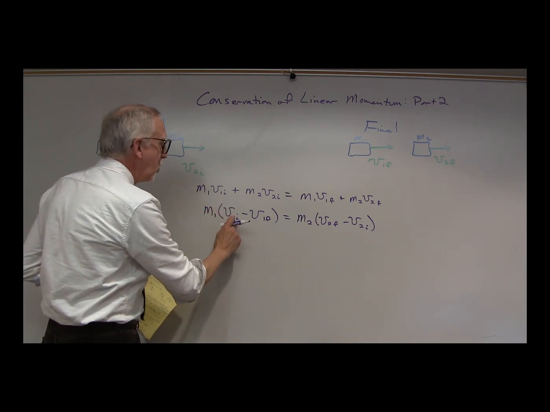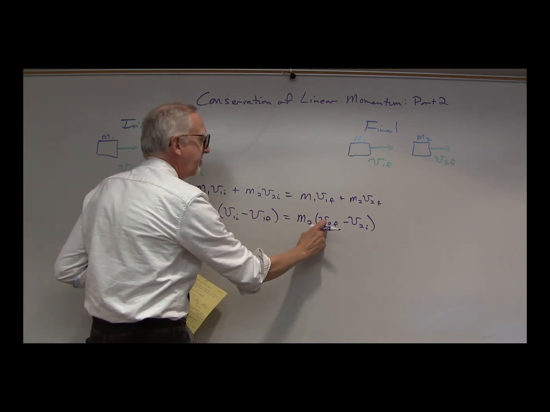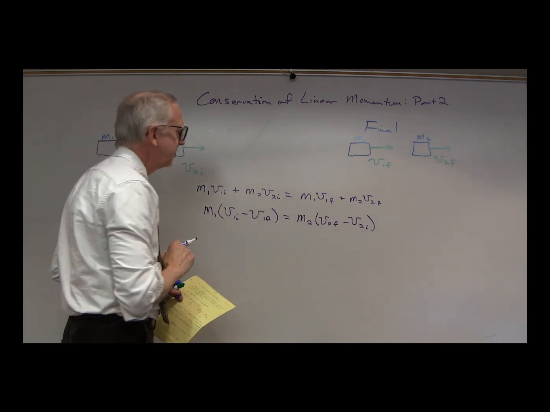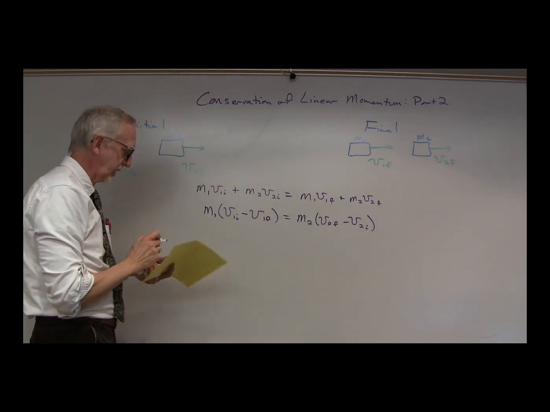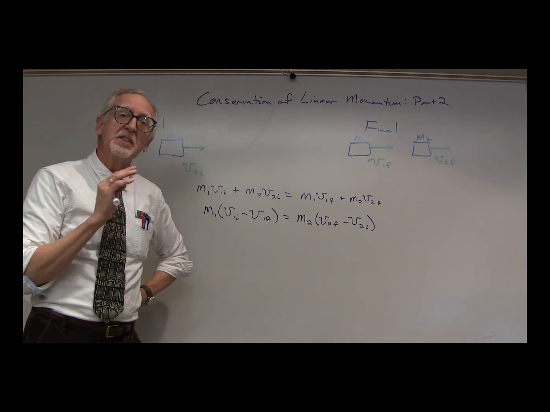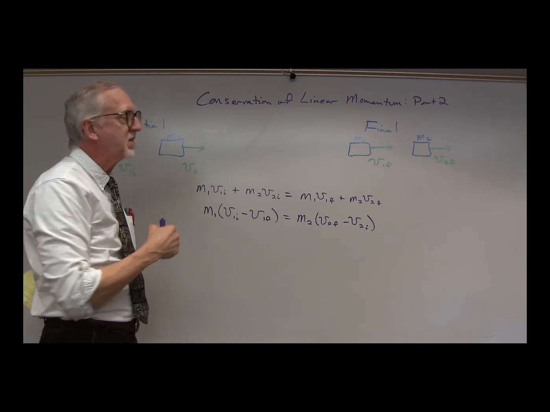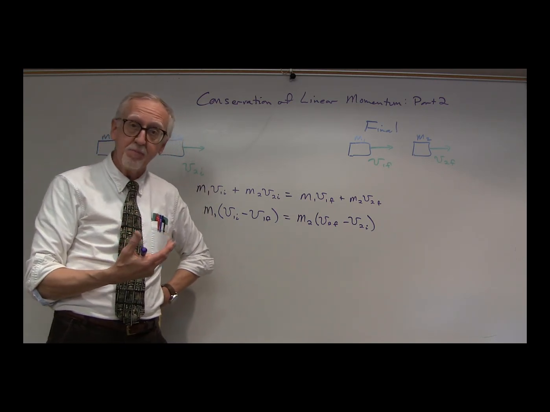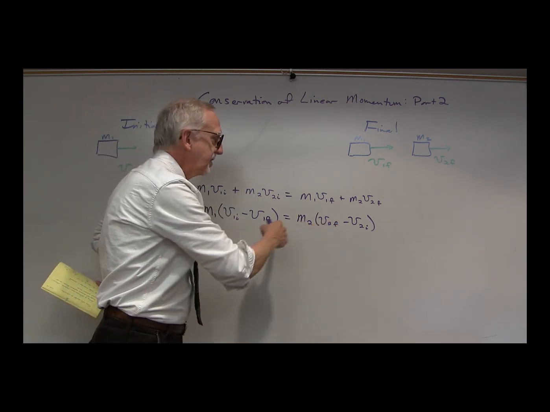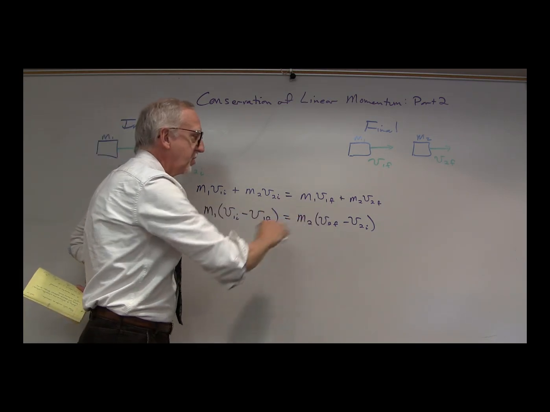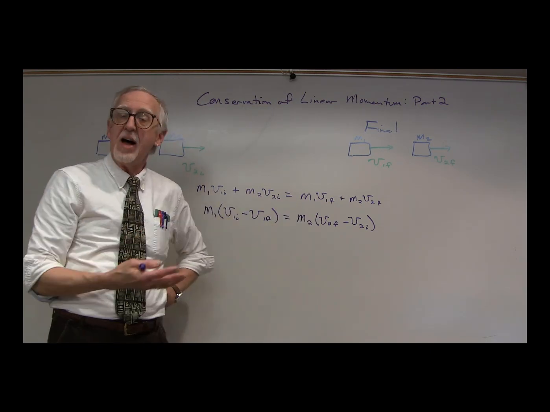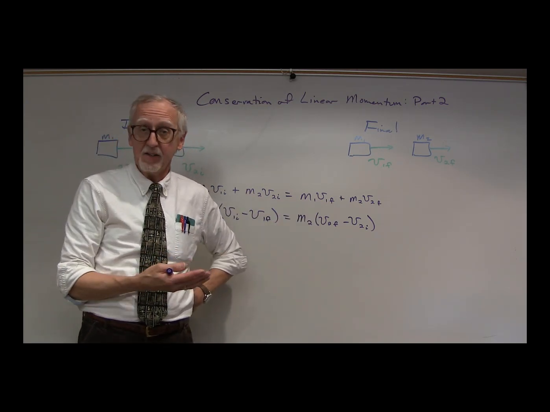Notice we've got V1 initial minus V1 final, but over here we've got V2 final minus V2 initial. Okay? So we'll take a look at this more shortly. At this point, we can't necessarily solve for unknowns unless we know something more about the interaction. The internal forces can have an effect on these velocities. As long as the momentum is conserved, the internal forces can still change the values of the final velocities.